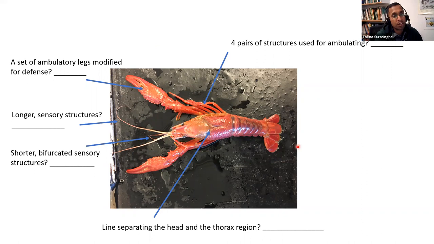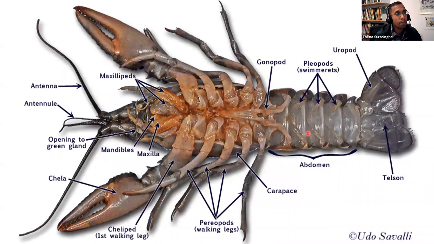Ambulation. What do you mean by ambulation or ambulating in English? Walking. Very good. Walking, right? And then what do you call this large modified first leg? And what do I call these sensory structures that are literally like feelers that are sensitive to touch, right? And this one that separates the head part from the thorax part is called cervical groove, right? That's a term that you will find in your lab handout.